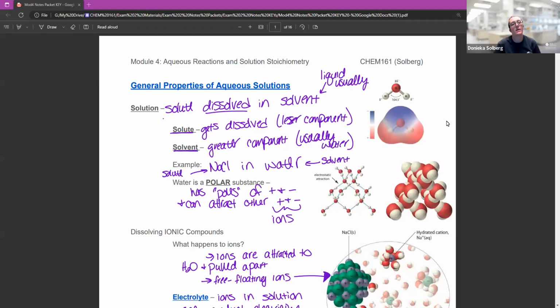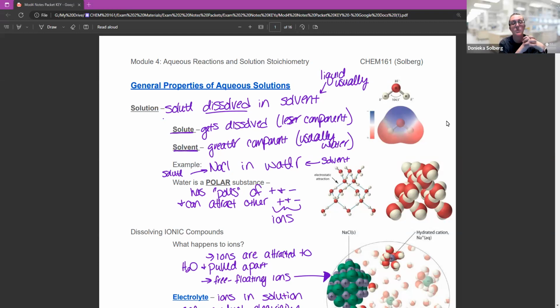Module 4 is all about aqueous reactions and solution stoichiometry. Because if you think about it, most of the time that we're in the lab, when we're doing experiments, things are going to be dissolved in water of some kind. It's not usually a solid reacting with a solid. We actually do them dissolved. So we're going to talk about all the things that go along with chemical reactions that are in a solution.